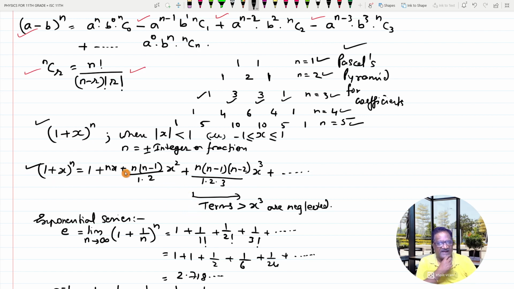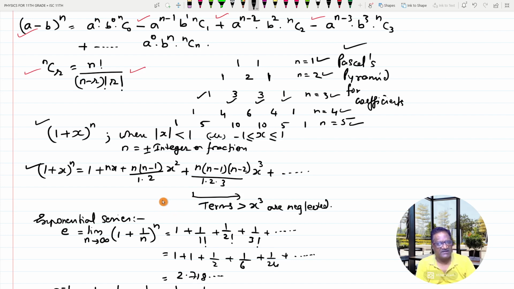Okay. And generally in binomial expansion, terms which are greater than x cube are neglected. Okay. Up to x squared terms are counted. Terms greater than x cube are neglected because the value of these terms becomes very, very small. Okay. So that is the rule. So binomial expansion is also explained.